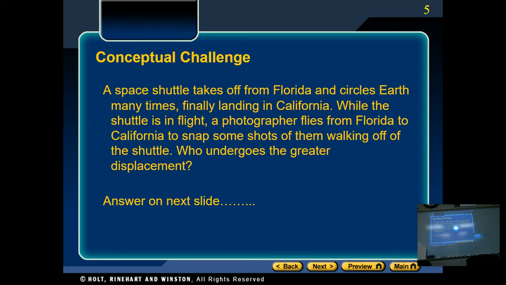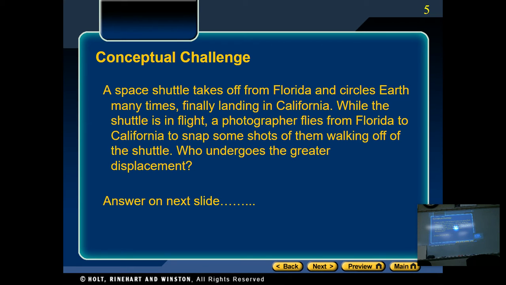While the shuttle is in flight, the photographer flies from Florida to California to snap some shots of them walking off the shuttle. Who undergoes the greater displacement? The astronauts or the photographer? And mind you, astronauts went all the way around the Earth many times, landed in California. Who would have the greater displacement?